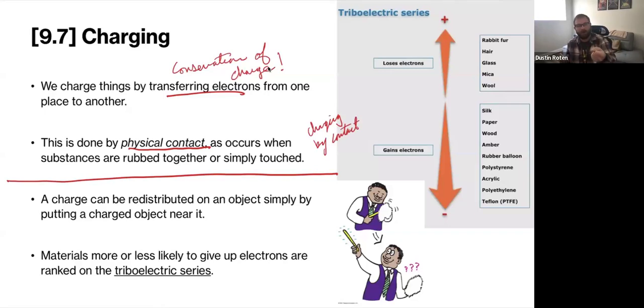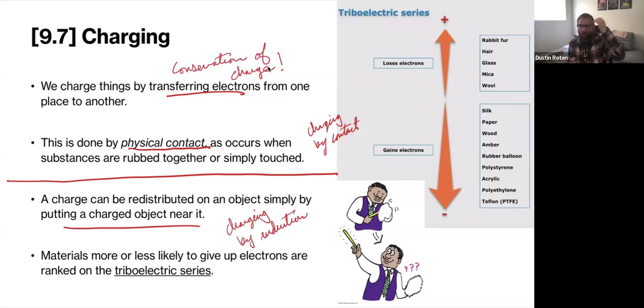Or we can actually charge an object or redistribute charges on an object simply by putting something charged near it. Okay. So this is actually charging by induction. If you get close enough, you can change the charge on something or you can touch it directly. Okay, so we have charging by contact and then charging by induction.